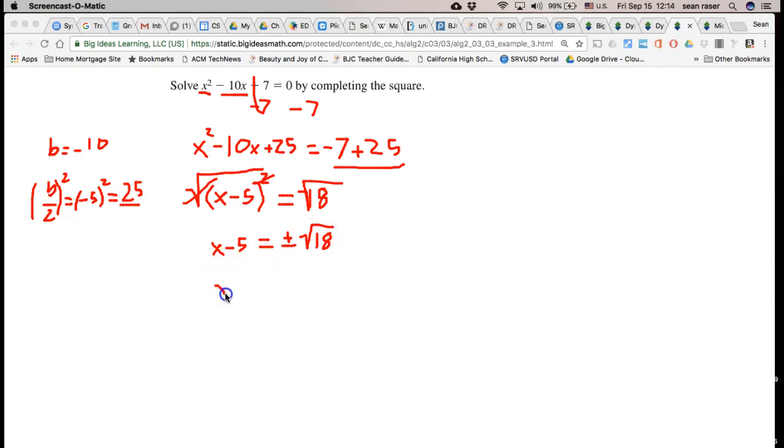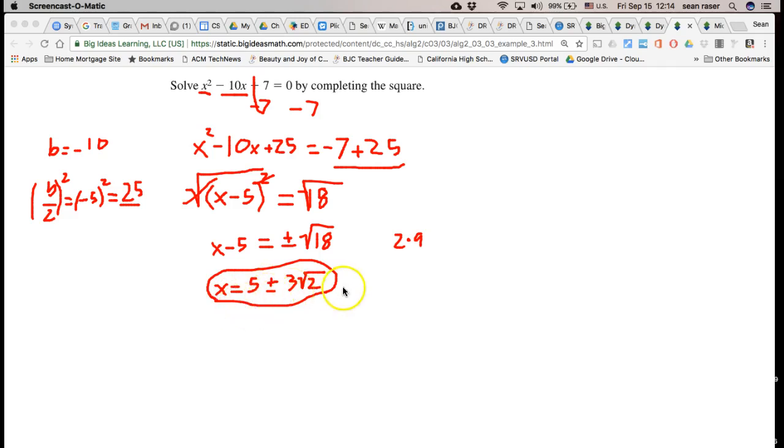Now we just isolate x. So here we go ahead and we add 5 to both sides, and plus or minus, we know that square root of 18, we can factor out the perfect square factors of 18. So 18 is just equal to 2 times 9, and the square root of 9 is 3. So this just turns into 3 root 2. And here are your answers for this problem. You get x equals 5 plus or minus 3 root 2.